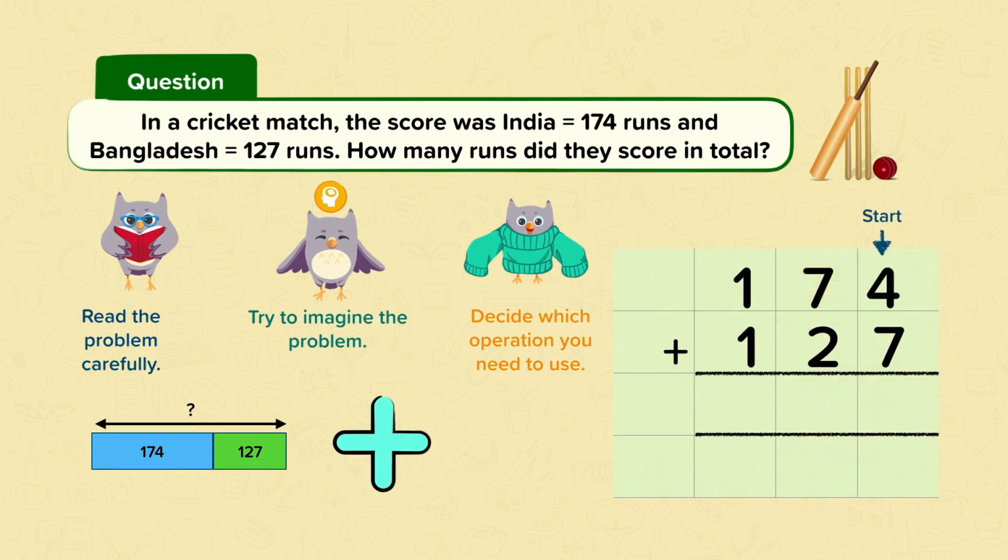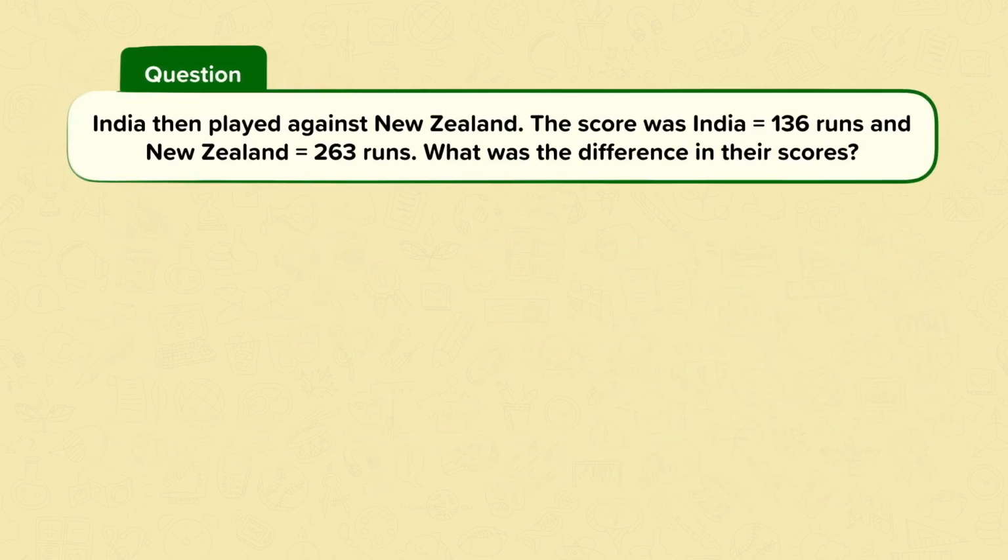7 plus 4 equals 11. We put the 1 in the ones column and exchange the 1 to the tens. 7 plus 2 plus 1 equals 10, and 1 plus 1 plus 1 equals 3. There are 301 runs. This is a word problem, so we need to read the problem carefully.